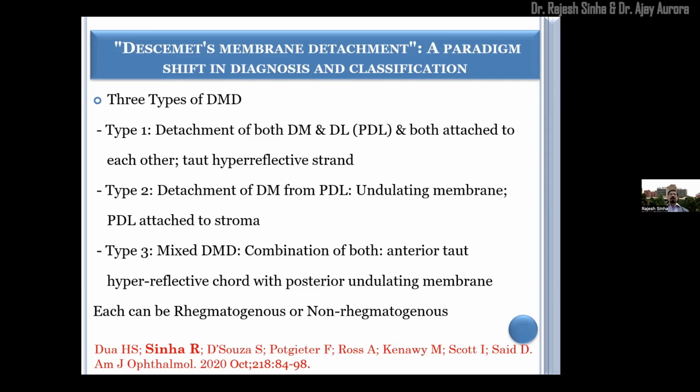And by studying all those cases, we gave a classification of DMD in which type 1 is detachment of both Descemet membrane and Dua's layer, but they are both attached to each other. In type 2, there's detachment of Descemet membrane from PDL, so you have an undulating membrane. And in type 3, you have a mixed type of DMD.